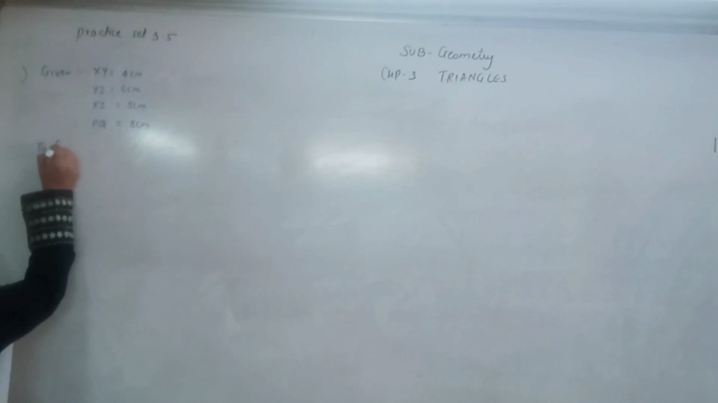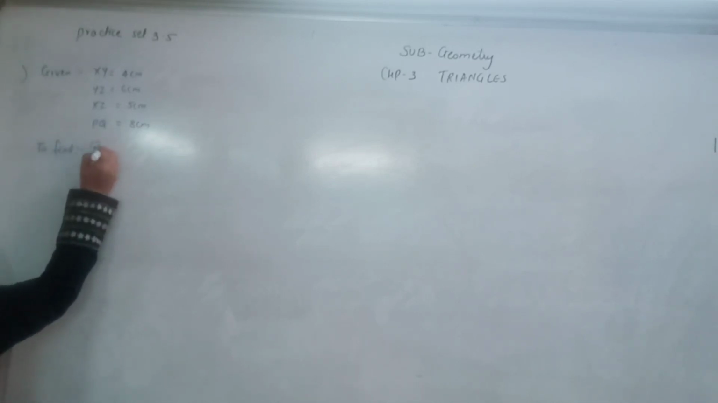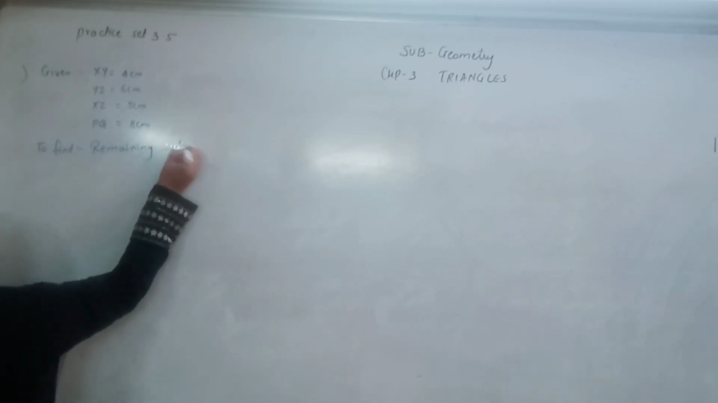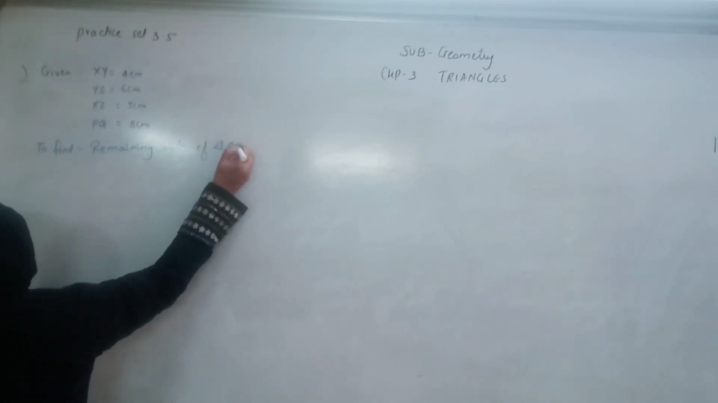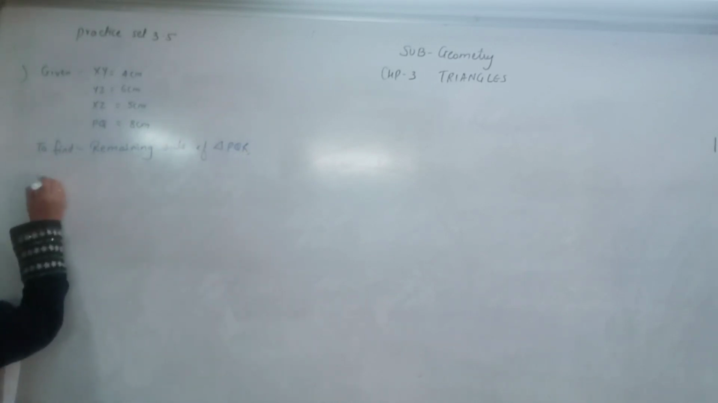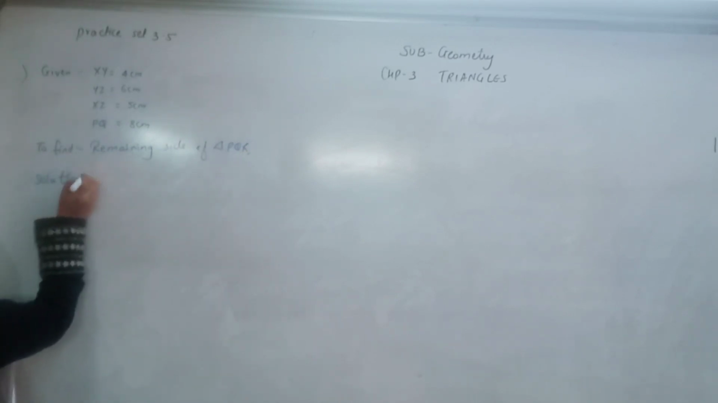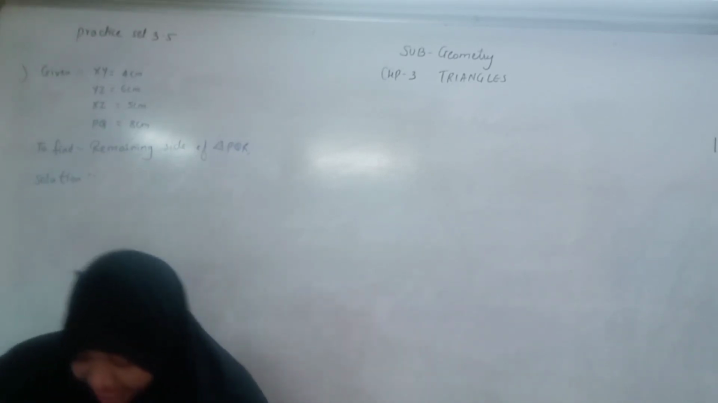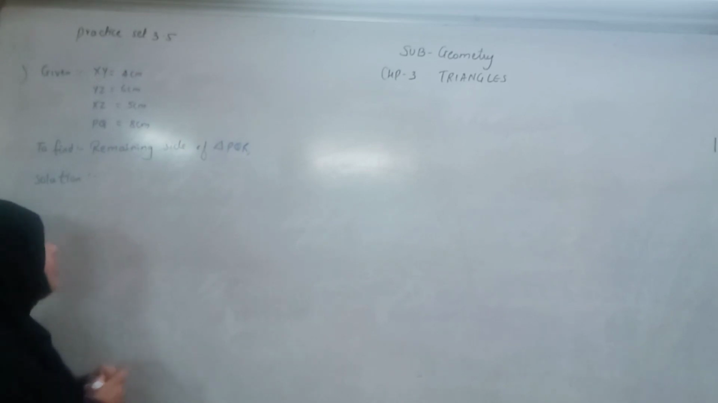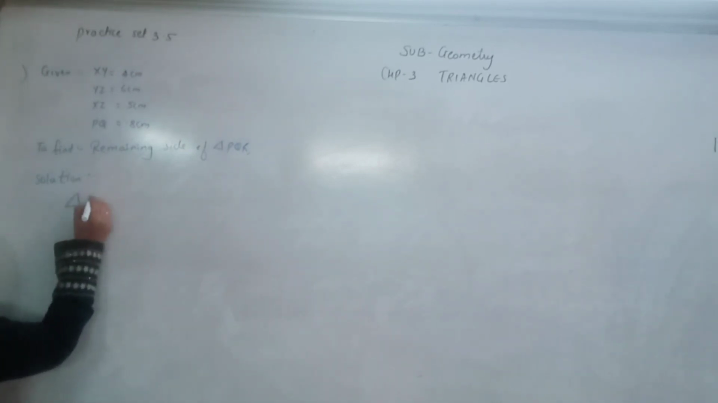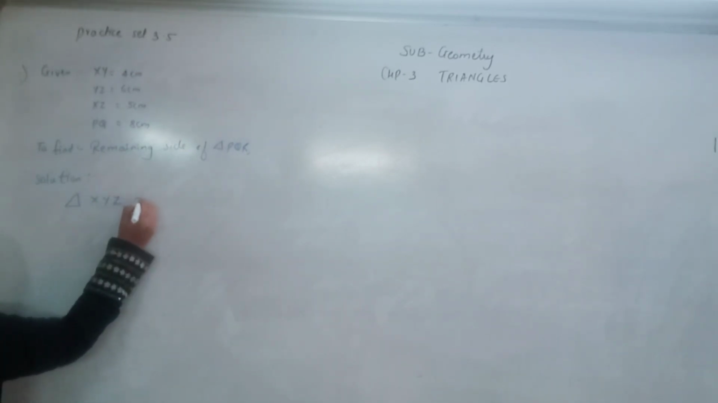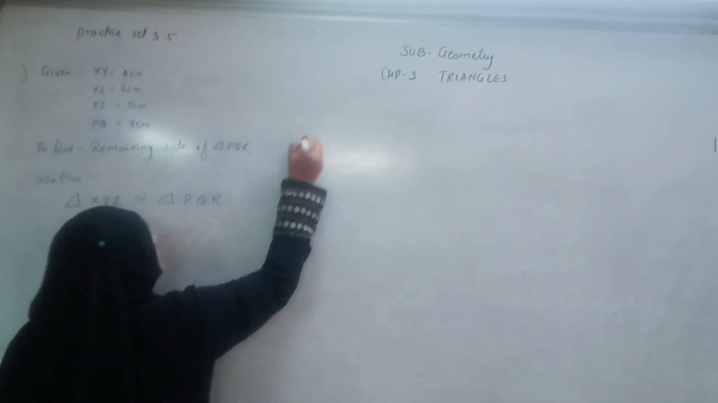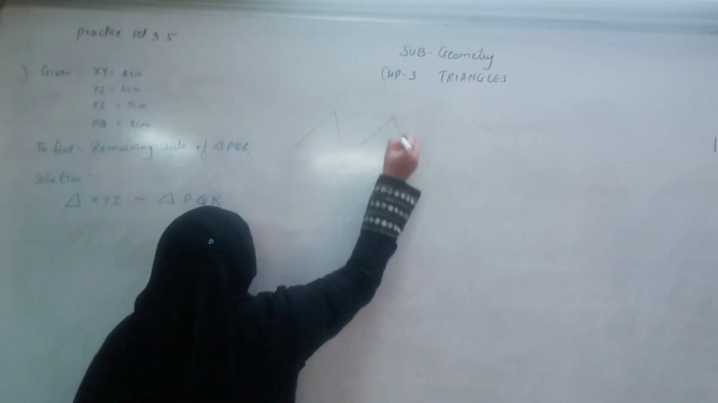To find the remaining sides of triangle PQR. Right? Now I am going to start the solution. Okay, student? Now first of all, what am I going to do? I will take the ratio of this. Okay? First you write triangle XYZ is similar to triangle PQR. Okay? Now for this I am going to make a small triangle for you.